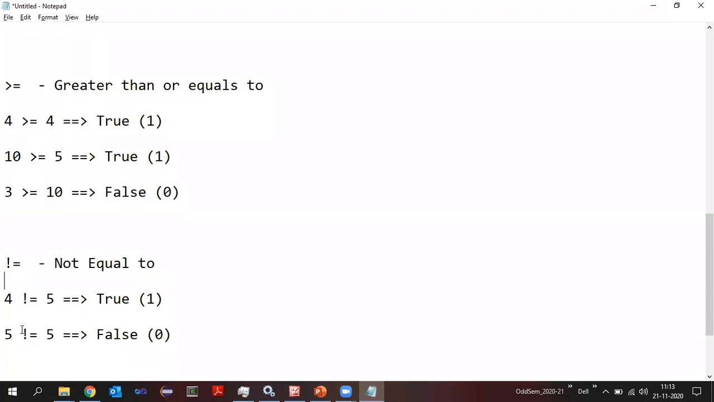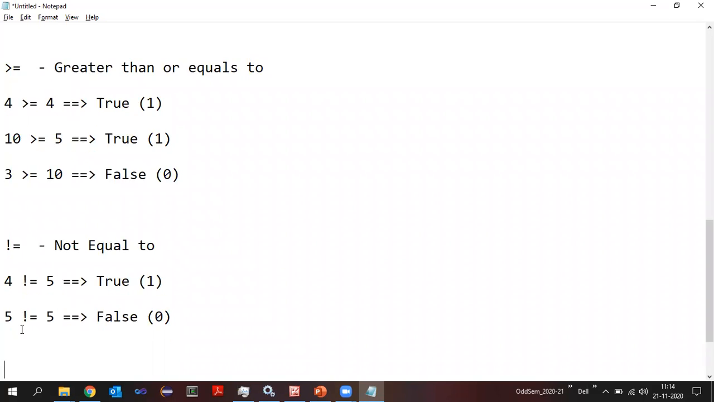Okay, understood this one, the not equals to operator? This is very tricky to understand. You need to pay a little attention to the variables or numbers we are using, and then we can say whether the outcome is true or false.